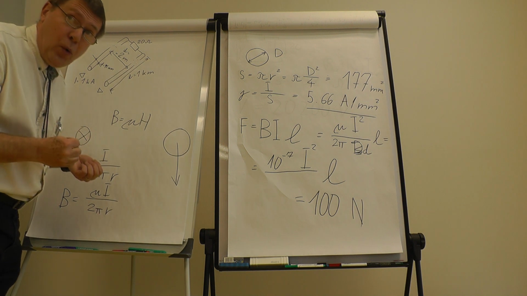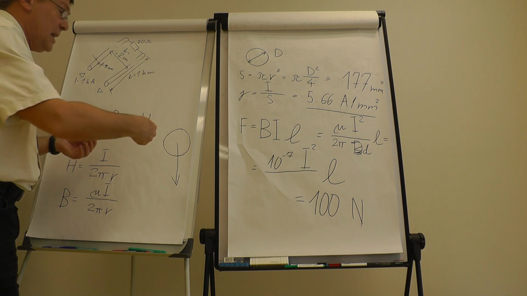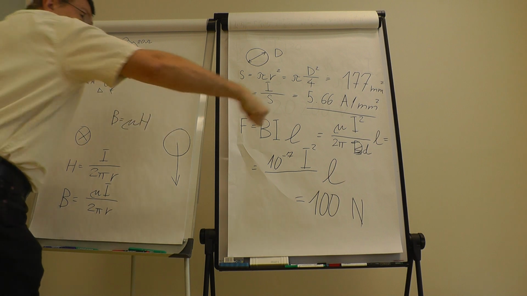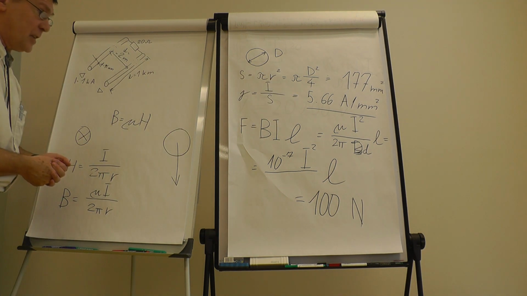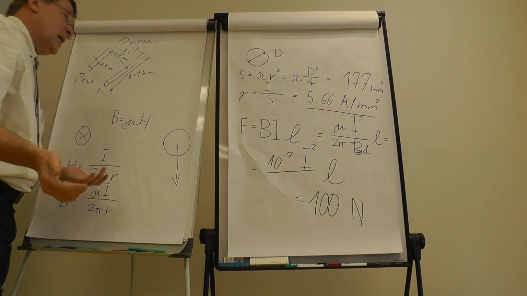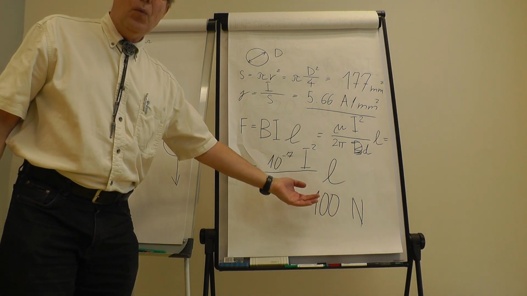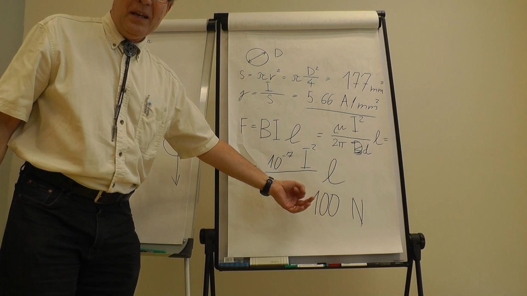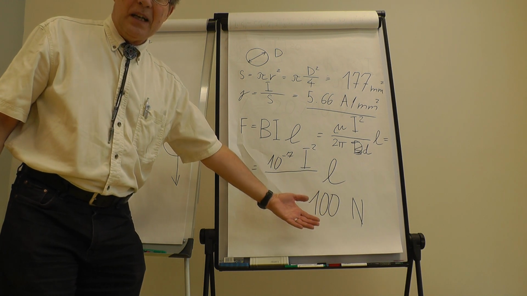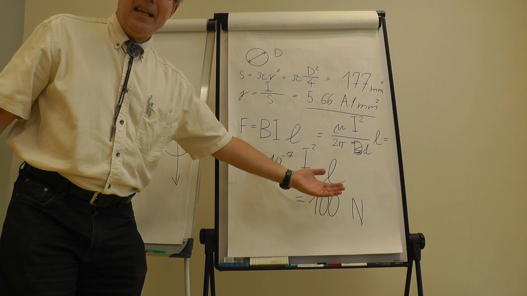And both of those forces are repulsive, so it tries to tear off both conductors from the line. 100 Newton is not that much for 1 kilometer, but anyway, you would have to hold those two conductors somehow on the masts. And that's it.